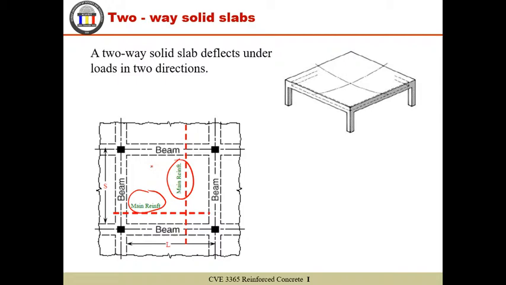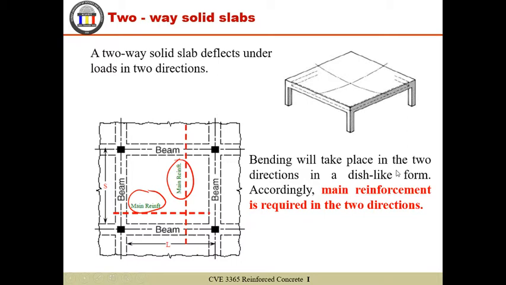So here, bending will take place in the two directions in a dish-like form. I think you all know what we mean by dish. Yeah, the deflection is in both directions. Accordingly, main reinforcement is required in two directions. You're going to take design of two-way slab in another course, RC2, but here we will only design for one-way slab because our time is limited.